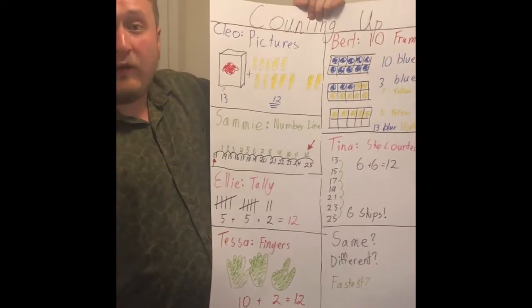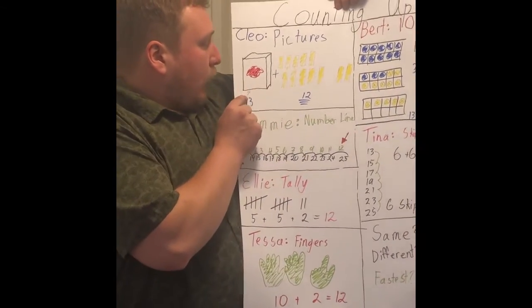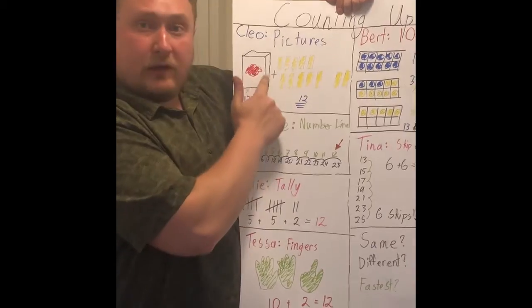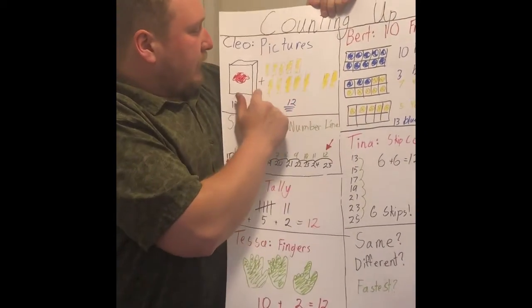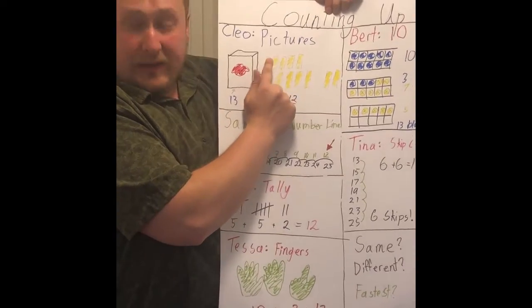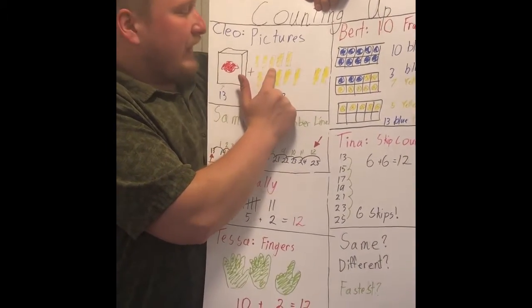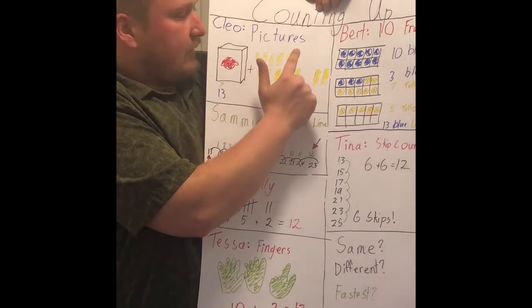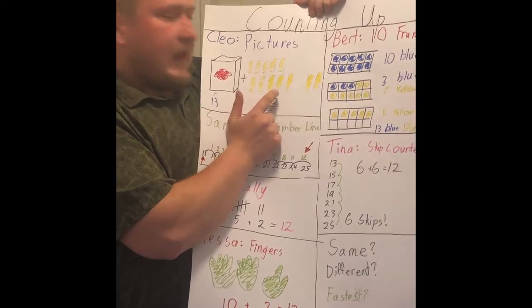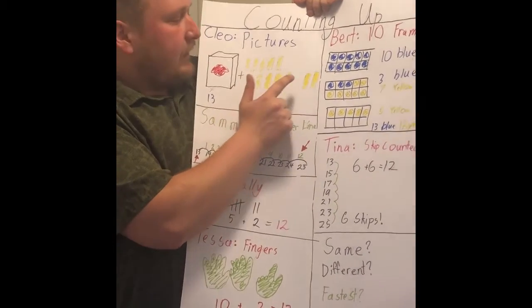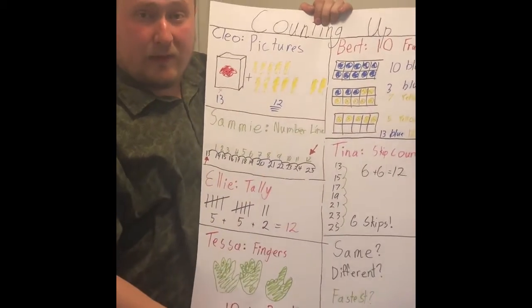So let's talk about each one individually. So Cleo started with her 13 in her box, and then she drew 12 treats. Let's count them. Count with me. 1, 2, 3, 4, 5, 6, 7, 8, 9, 10, 11, 12. Great job.